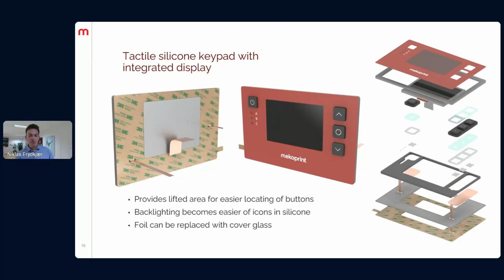The front layer can be combined with a foil, but could also be replaced with a cover glass, depending on the design and protection requirements.